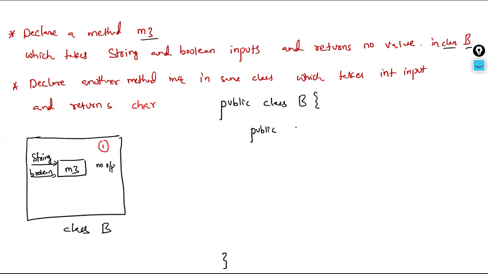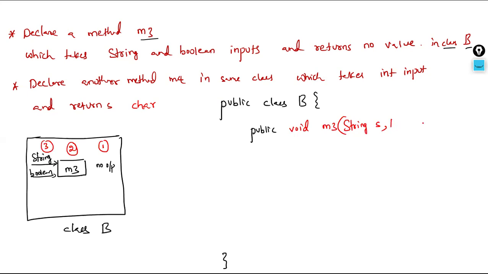Then step 2, method name, that is yum3. Then step 3, inputs. So how many inputs? 2 inputs. The first one is string, the data type is string. Some variable must be taken. So I'm using S, anything of program or choice. Then comma separation for the next input. Second input type boolean and a variable name.